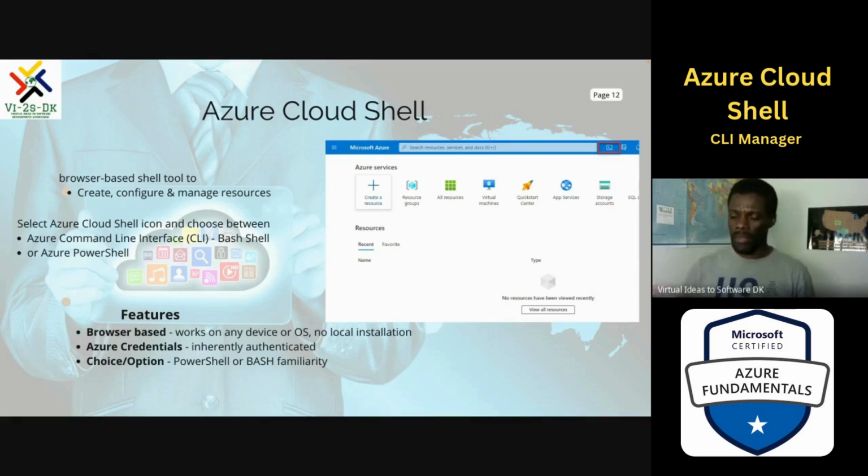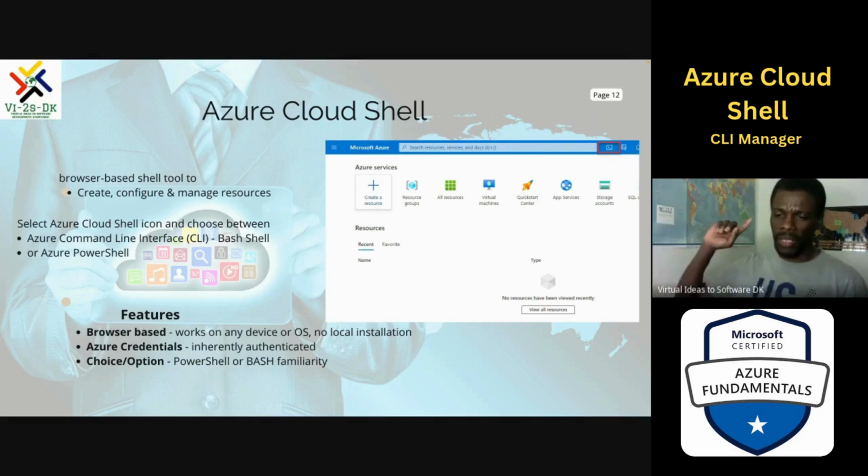What is Cloud Shell? Cloud Shell, as you can see right here, denoted with this greater-than arrow and the underscore, is a web-based browser tool that you use to also manage and create your resources. At the end of the day, it's made up of two things: the command line interface that uses a bash shell and the command line interface that uses PowerShell.